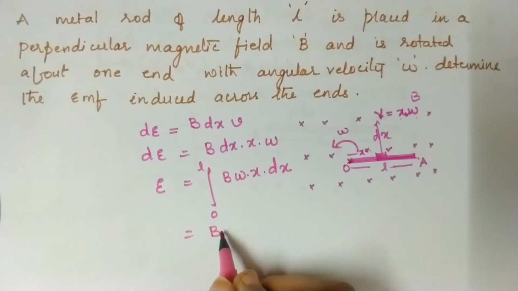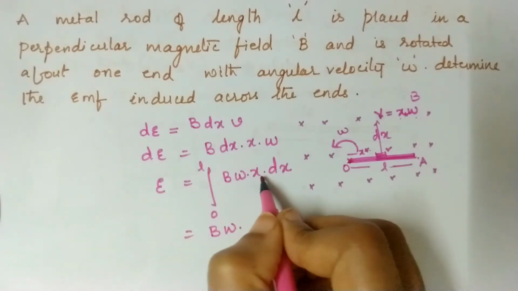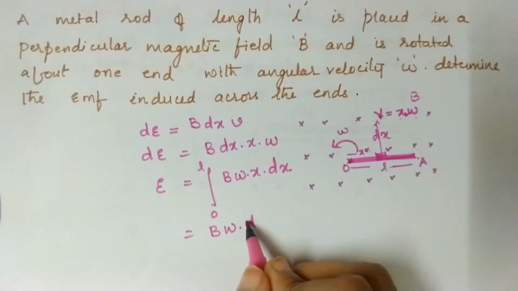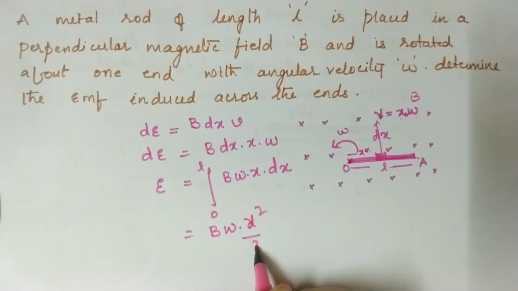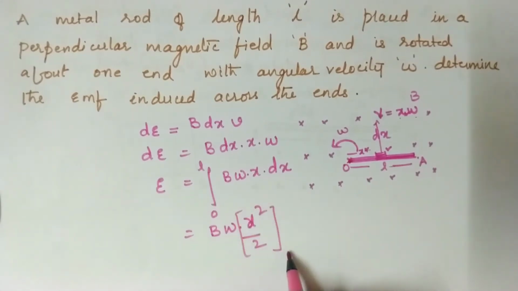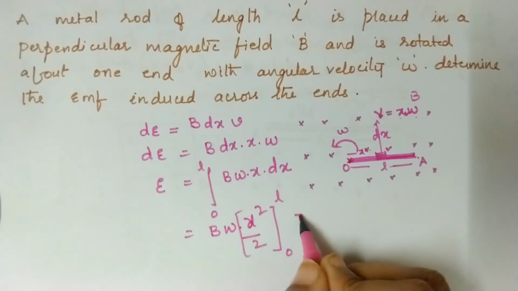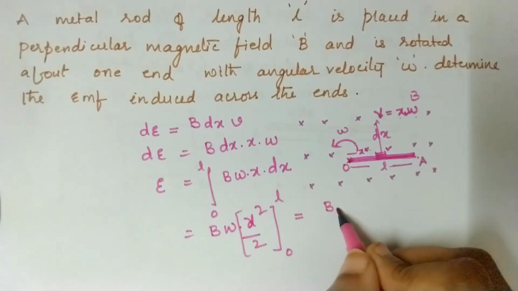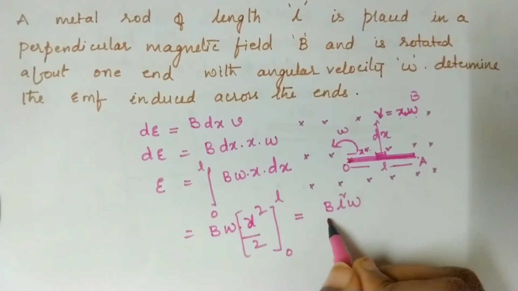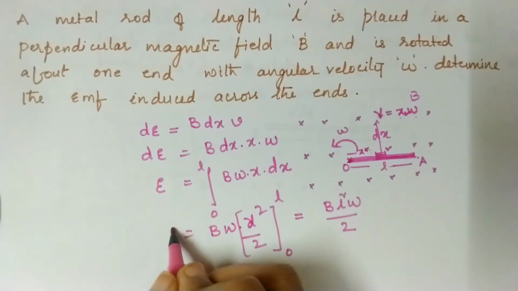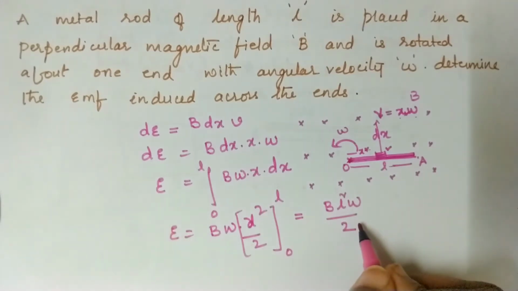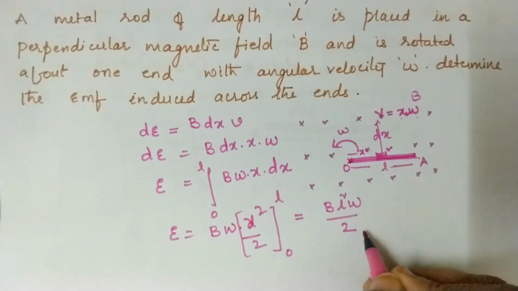B and omega are constant. Integral of x dx, can we write it as x square by 2? What are the limits? 0 to L. That's nothing but B into L square into omega divided by 2. So this gives you the induced EMF, the magnitude of induced EMF.